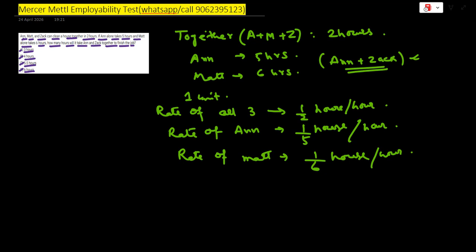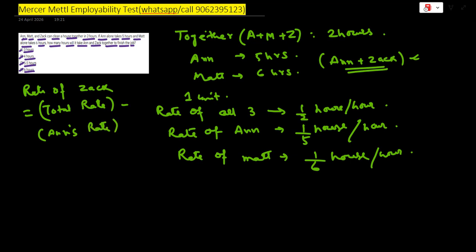Now to find Zach's speed, we just kick Matt and Anne out. So the rate of Zach is the total rate minus Anne's rate minus Matt's rate. So the rate of Zach will be 1/2 minus 1/5 minus 1/6.